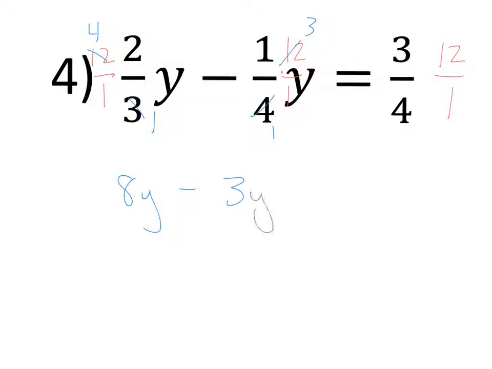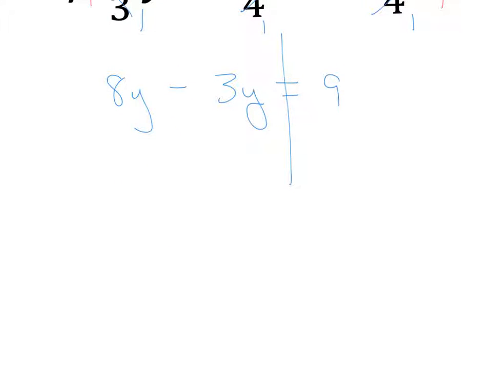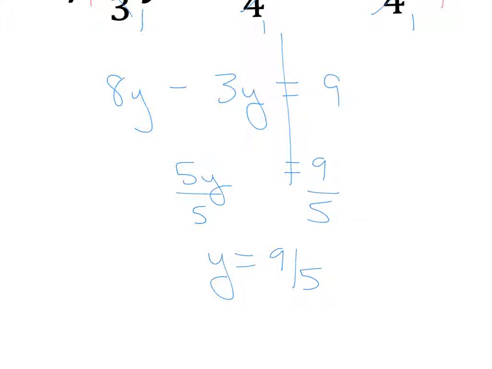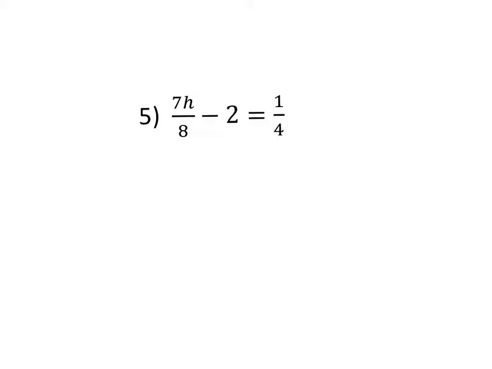So minus 3y equals, this will cancel to 1 and 3, so 3 times 3 is 9. Combine like terms before we start moving things from side to side. So I've got 5y equals 9. Divide by 5, so y equals 9/5.